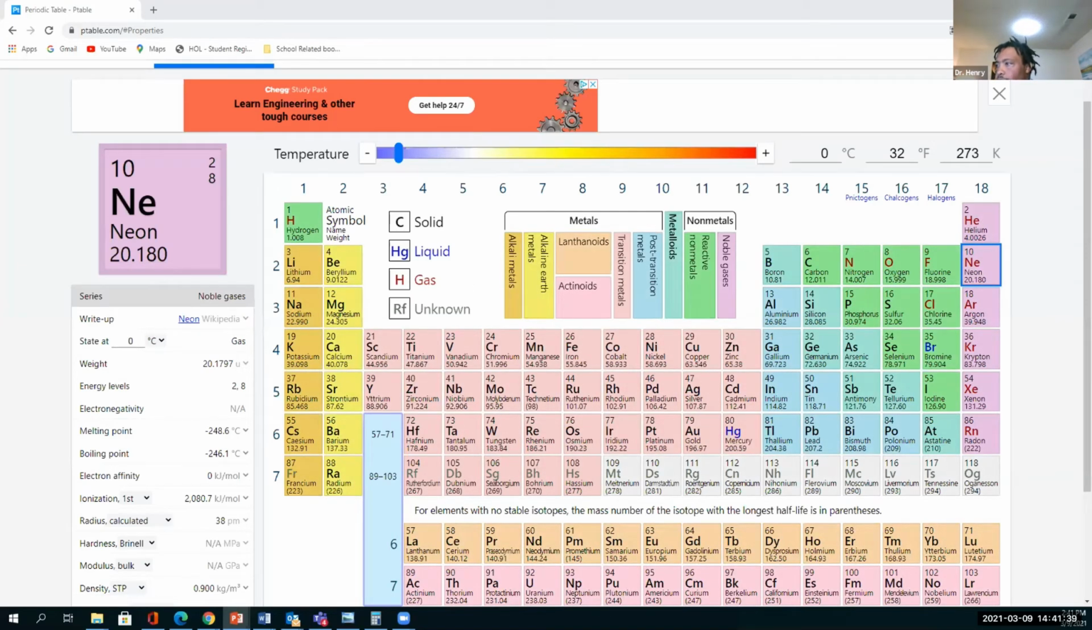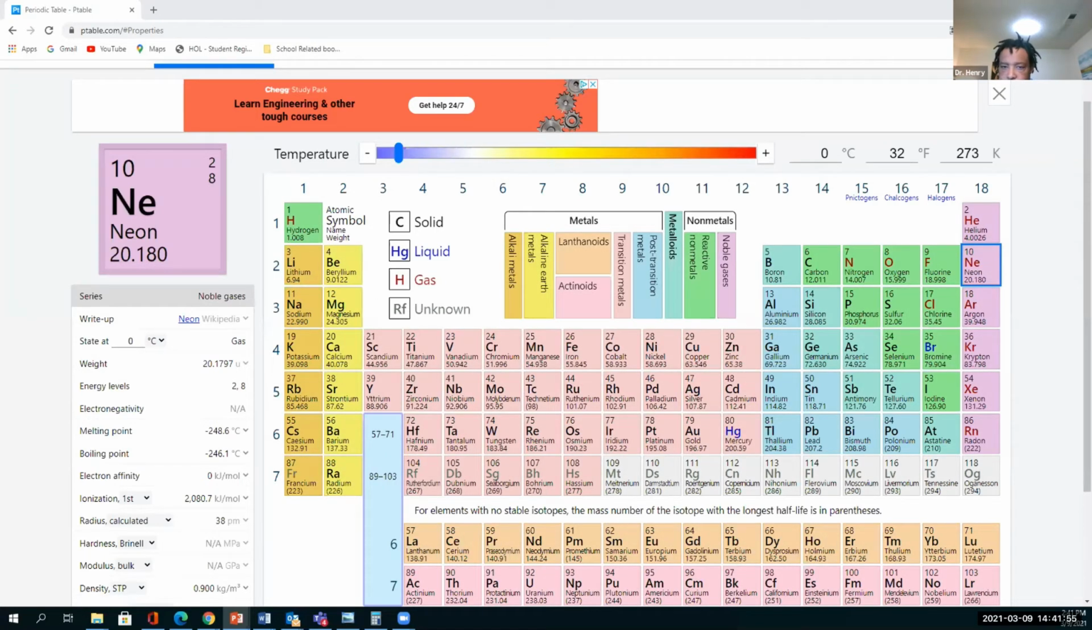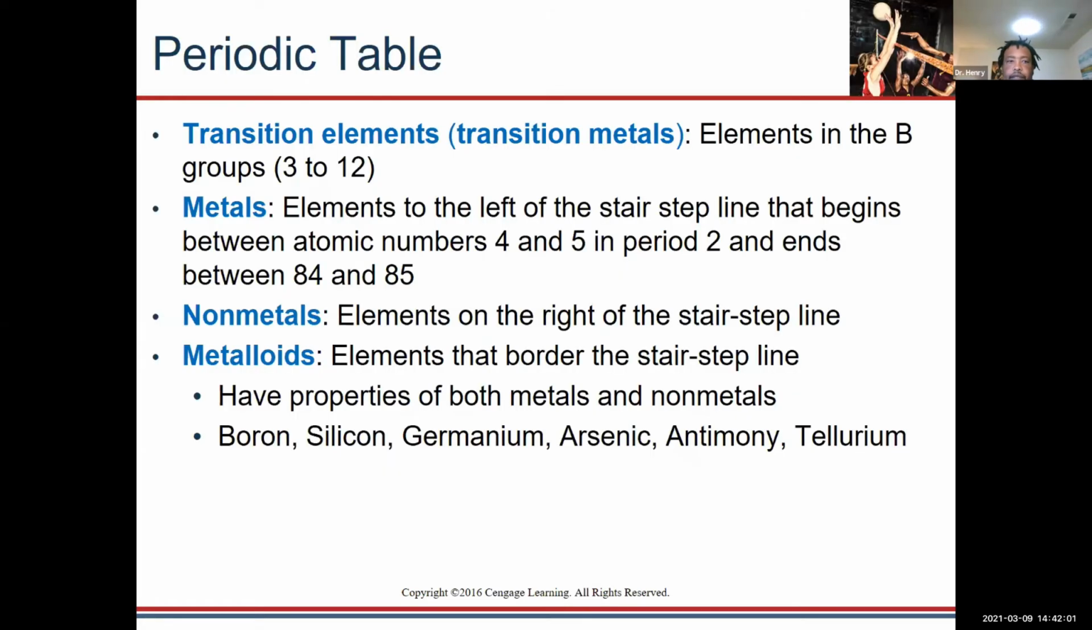And then we've talked about these guys here. These guys are called post-transition metals, okay? They're also metals, but they sometimes will behave a little awkwardly, depending on who they're paired with. Okay, so we have metals, we have non-metals, and we have metalloids.